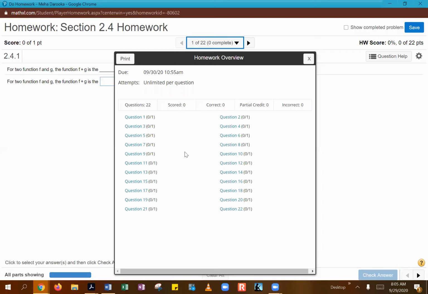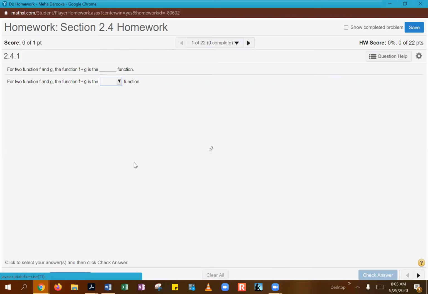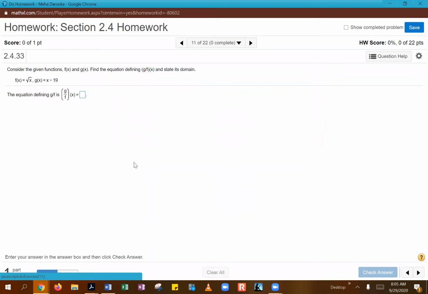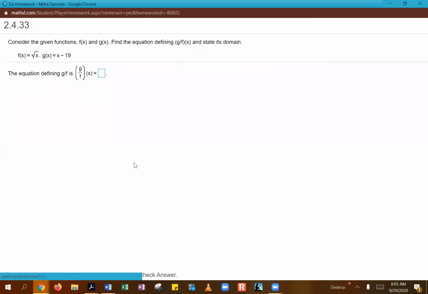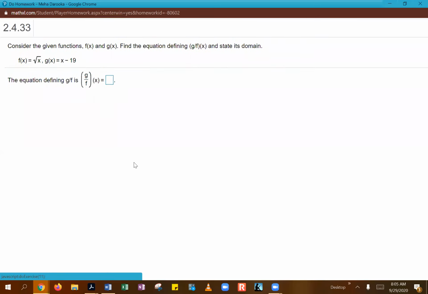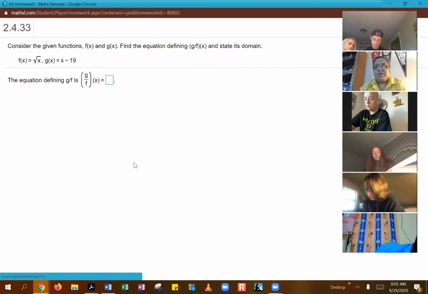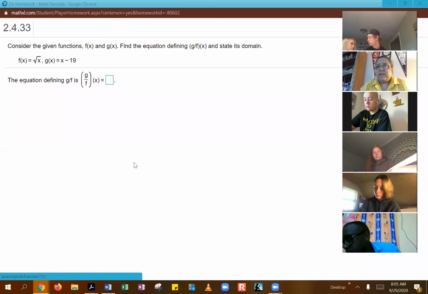So let's take a look at this example over here. The example we had done last time had used a set of ordered pairs for our f and g function. And this one is going to be, of course, in the form of an equation. So they're asking us to define what g divided by f is going to look like as a function, and then, of course, find its domain.